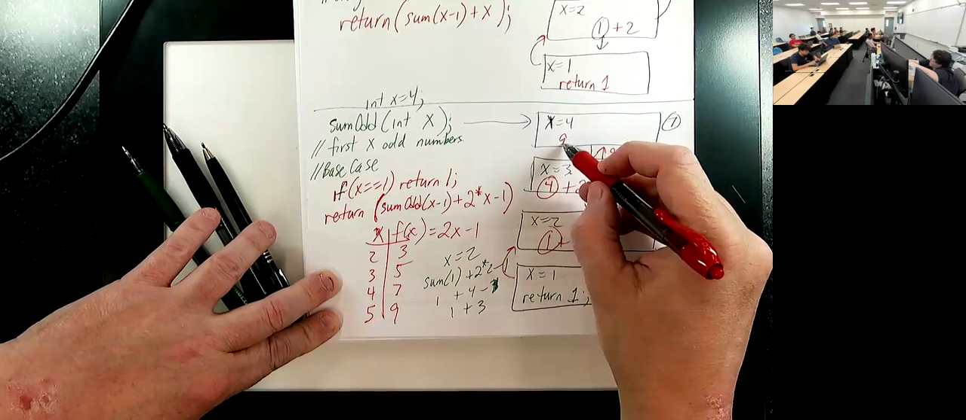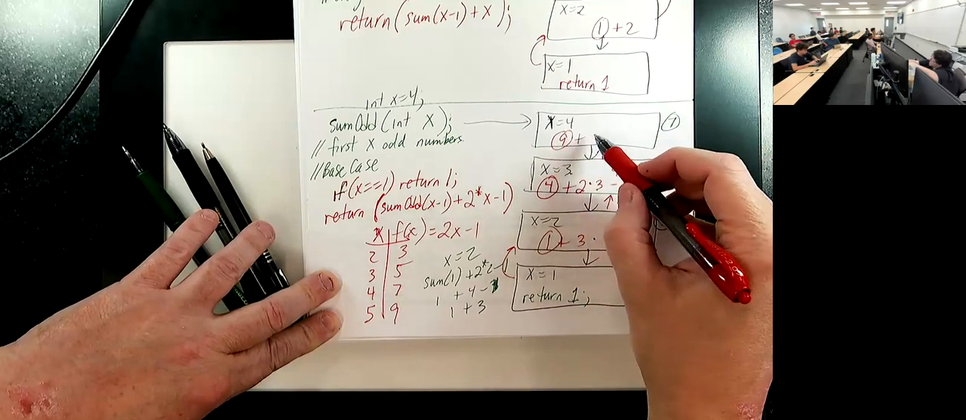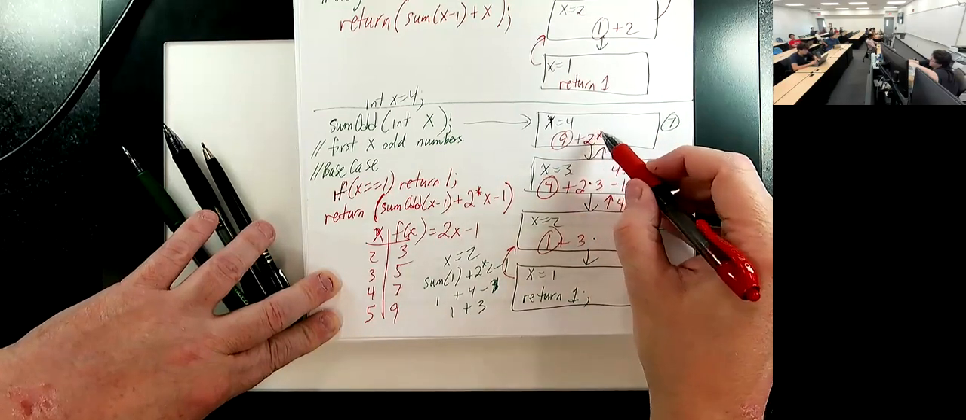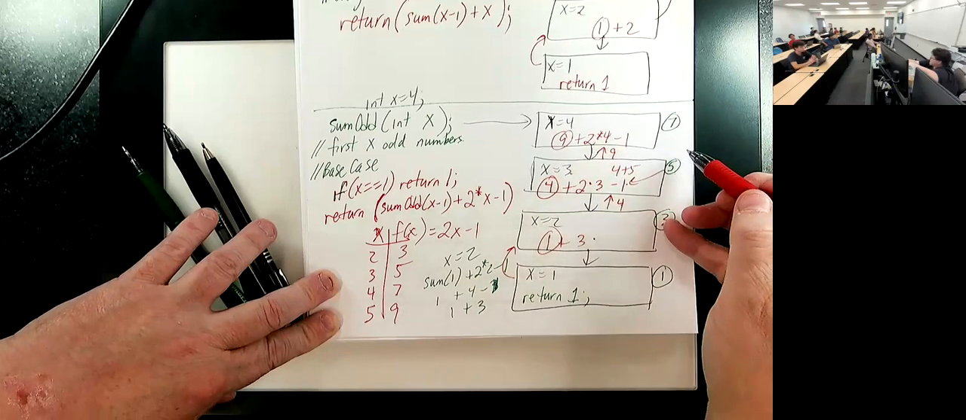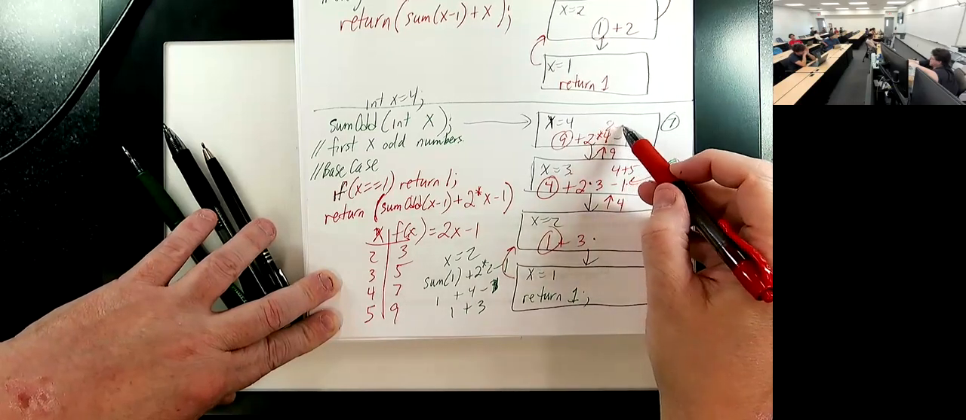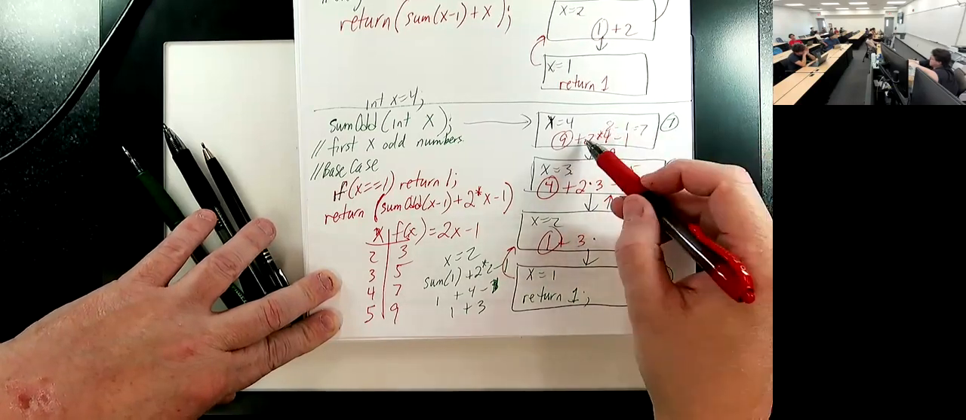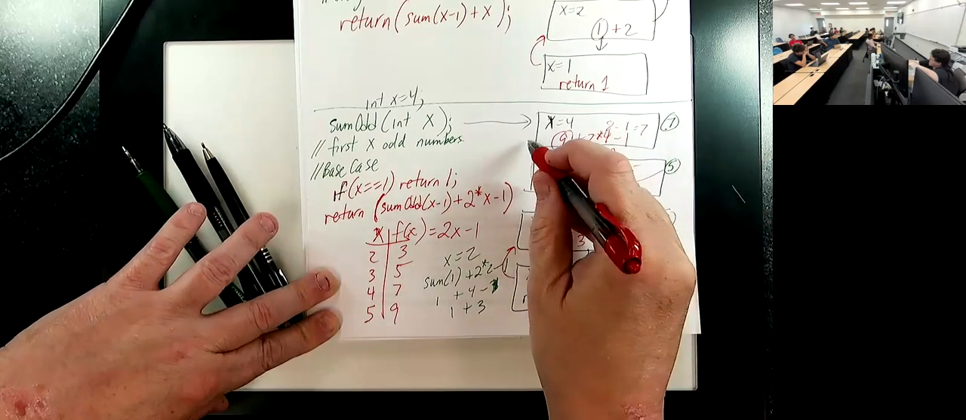And here we've got 9 here. It's going to do plus 2 times x, which is 4, minus 1. This is 8 minus 1, which is 7. That works. 9 plus 7 should return 16.